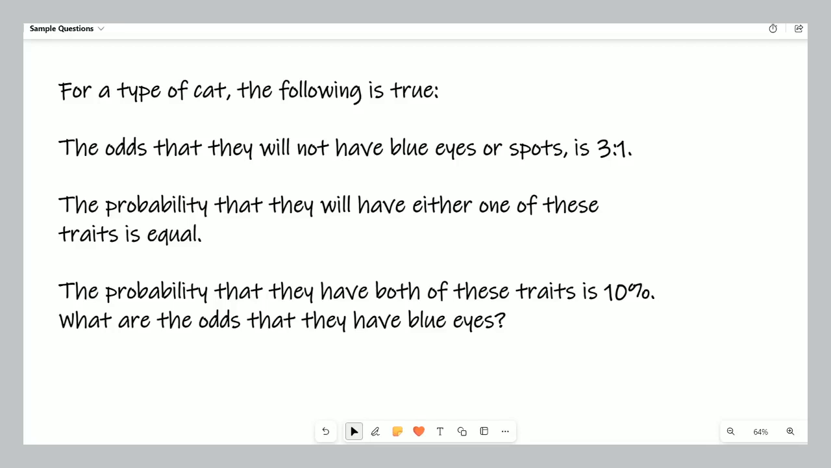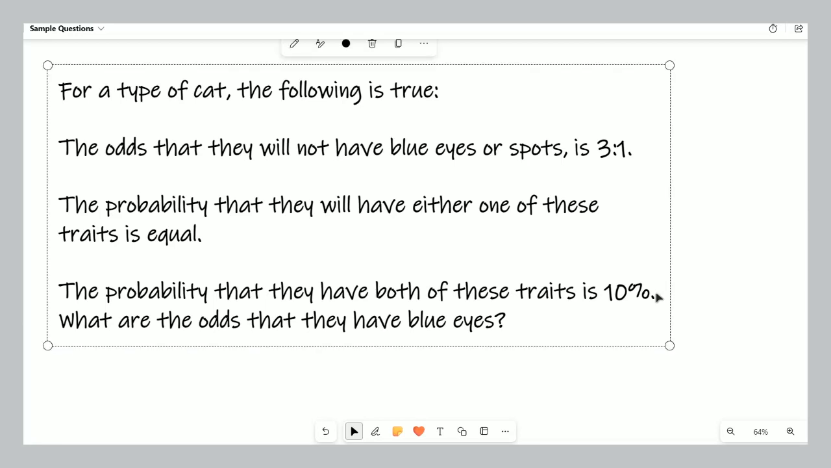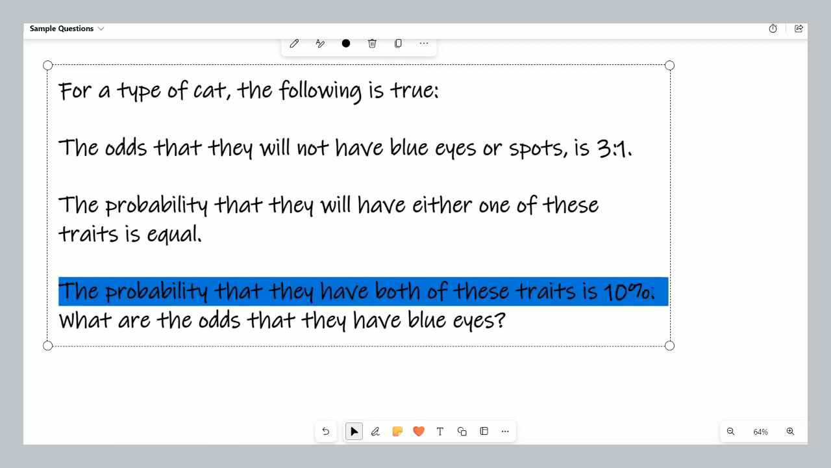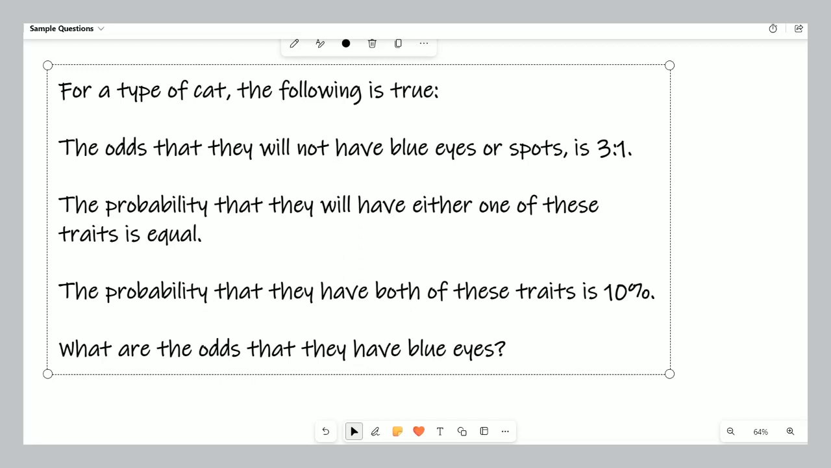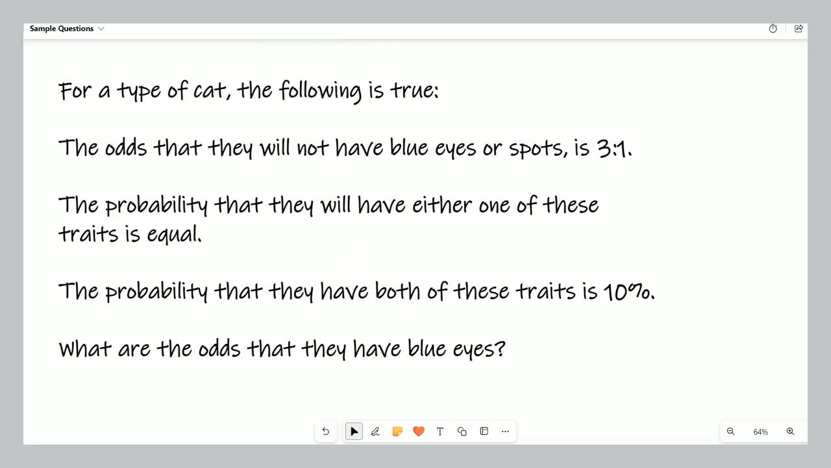So for a type of cat, the following is true. The odds that they will not have blue eyes or spots is 3 to 1. The probability that they will have either one of these traits is equal, and the probability that they have both of these traits is 10%. So what are the odds that they will have blue eyes? Now, easiest way to solve this is with a table.